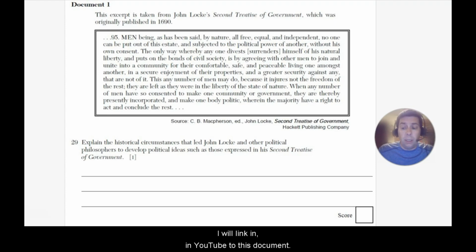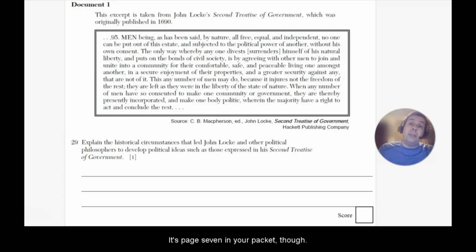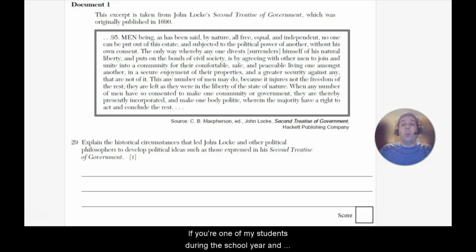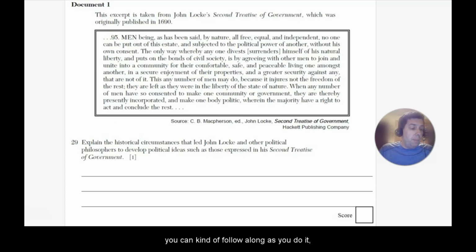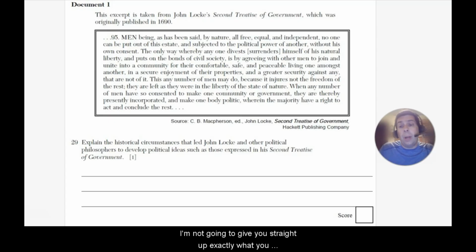I will link this document in YouTube. It's page 7 in your packet, if you're one of my students during the school year, and you can follow along as you do it. I'm not going to give you exactly what you should type, but I'm going to walk you through how you can approach this question.